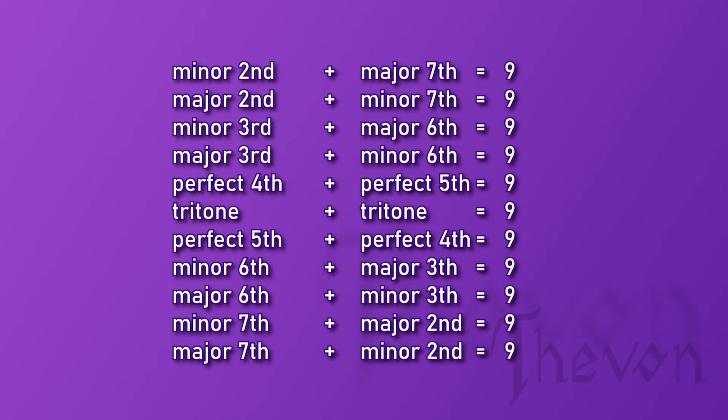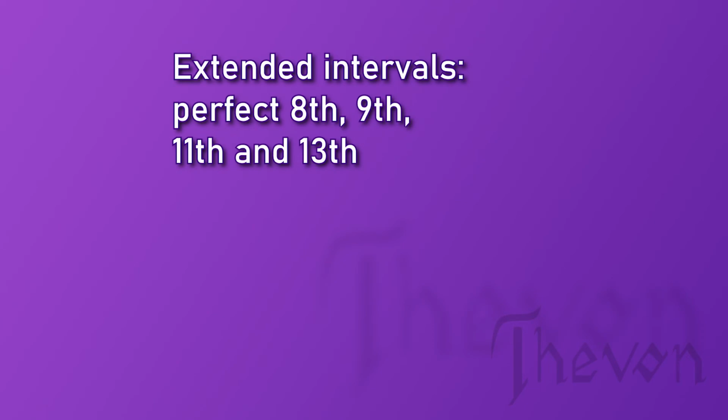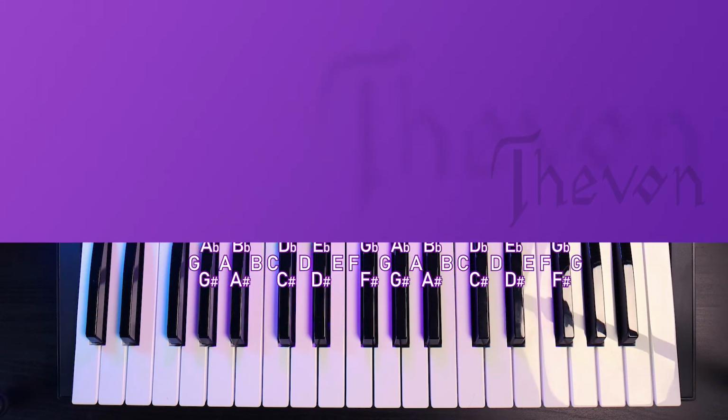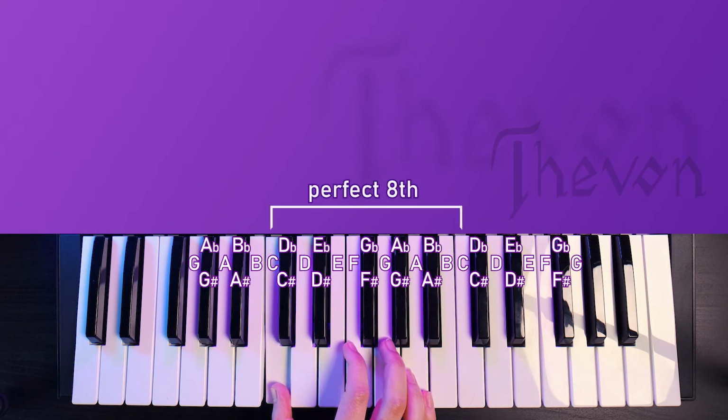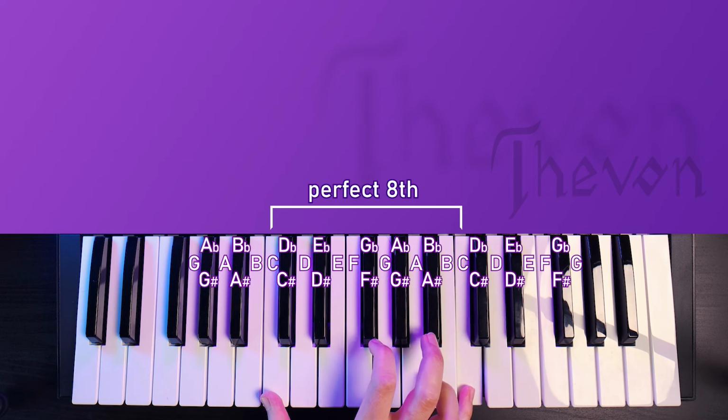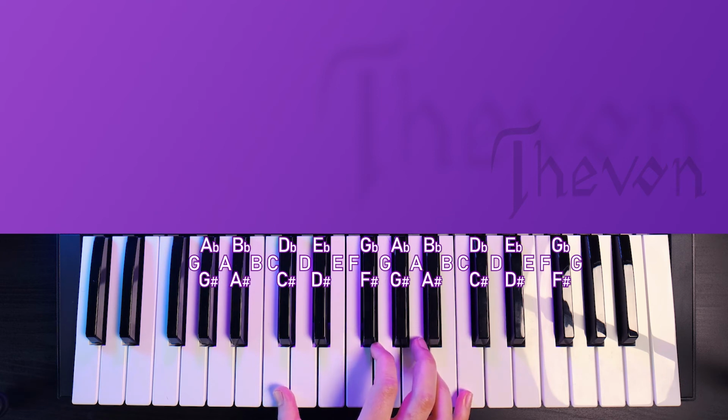We shouldn't confuse the sum of 9 with the ninth interval, which takes us to our next topic, which is extended intervals. So we already know the intervals from tonic to the 7th, but we should also talk about the perfect 8th, the 9th, 11th and 13th. The perfect 8th is actually just our tonic but an octave higher. In the case of our C major scale, as you can see, that means that an interval of a perfect 8th above our tonic is also C.